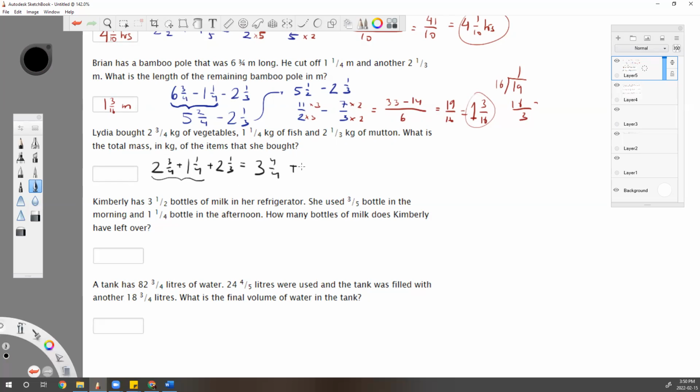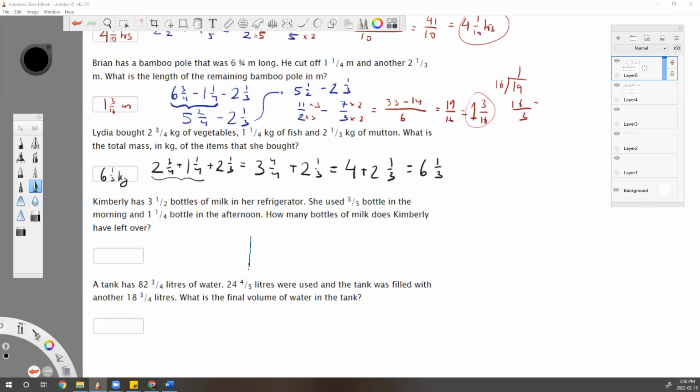Wow. Okay. 2 1 over 3. 4 over 4 is 1, right? So 3 and 1 is 4. 4 plus 2 1 over 3. You don't have to think about making the denominator equal anymore, right? So 4 plus 2 is 6, whole number by whole number, 1 over 3 kilograms. 6, 1 over 3 kilograms.